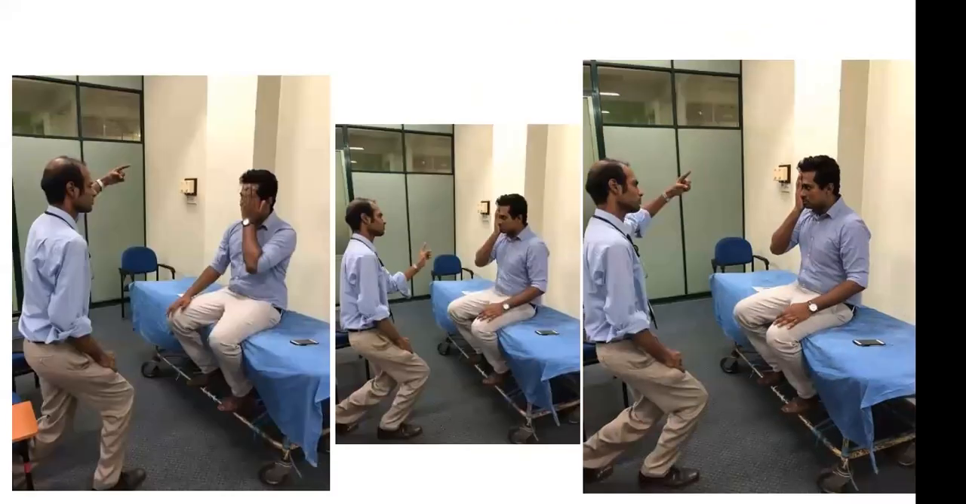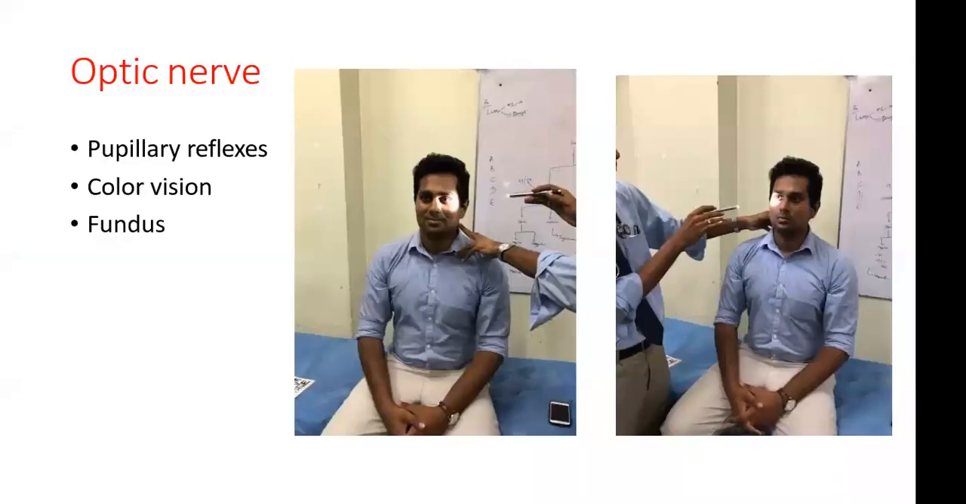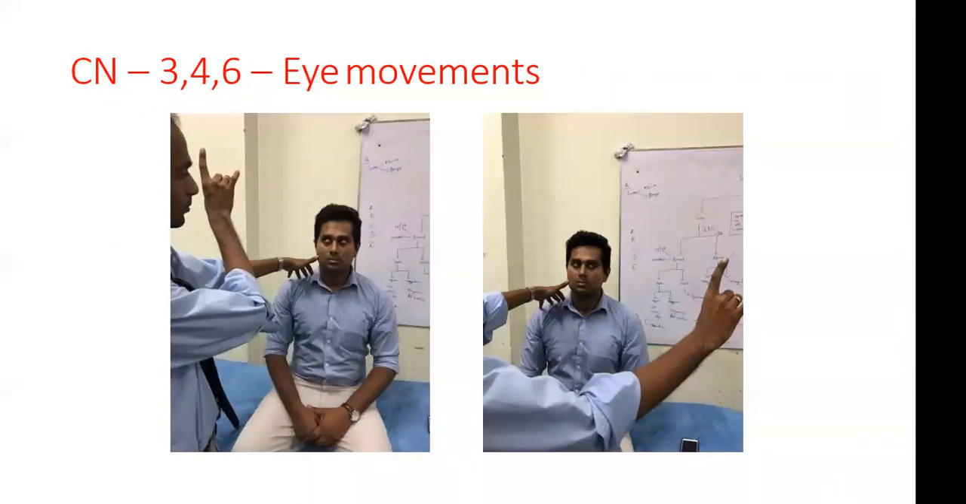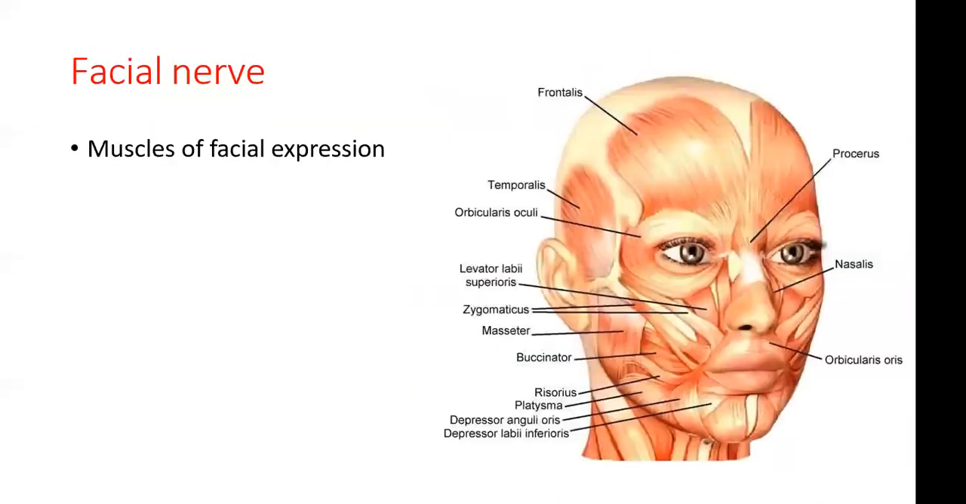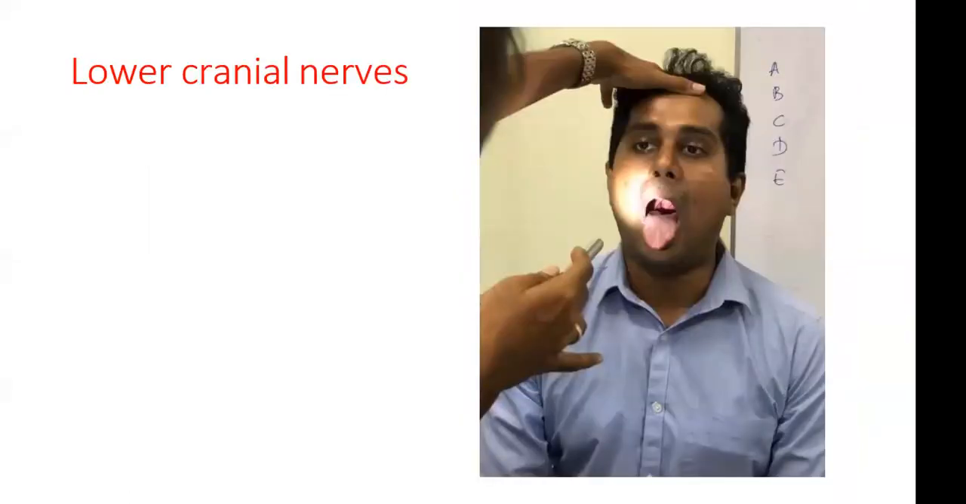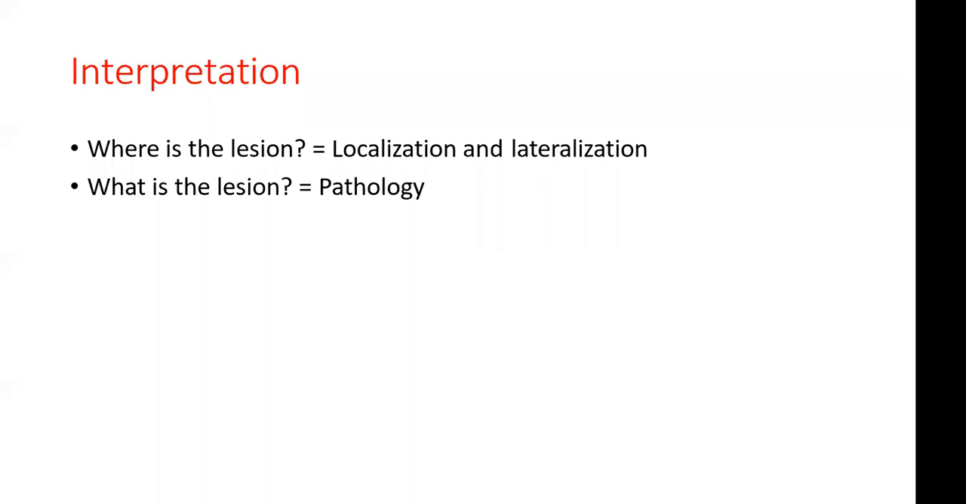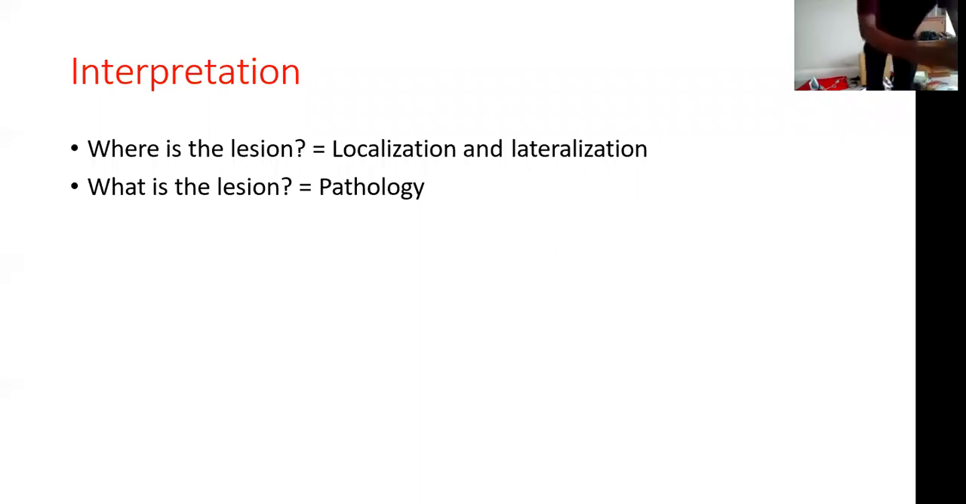Right. Then eye movement examination. Okay. Then all the cranial nerves. So you have to decide where the lesion is, the localization and the lateralization, and what the lesion is, that is the pathology of the lesion. These are extremely important to identify.